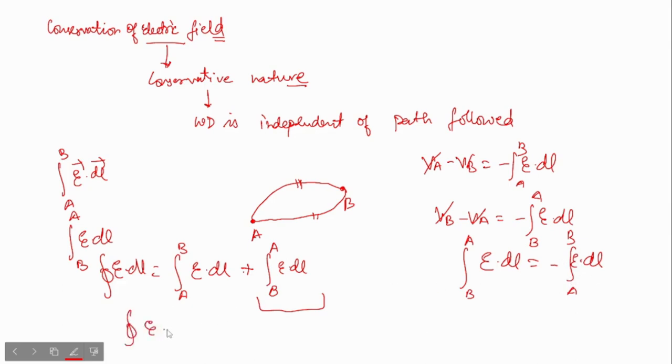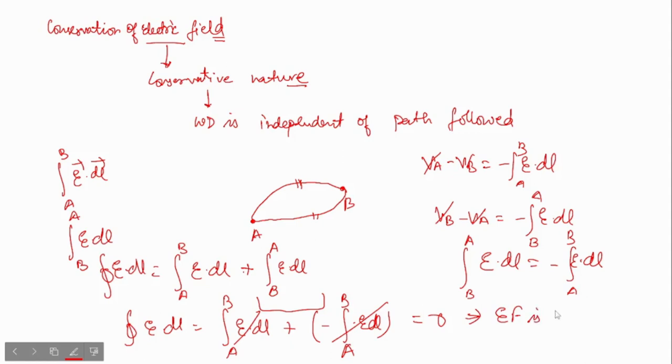From here you will get the closed integral of E dot dl equals E dot dl from A to B plus minus E dot dl from A to B. So this will cancel out and you will get 0. That means the closed line integral in an electric field is 0. So this gives us the proof that the electric field is conservative in nature. So yeah, that's it.